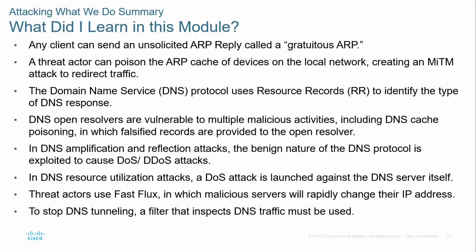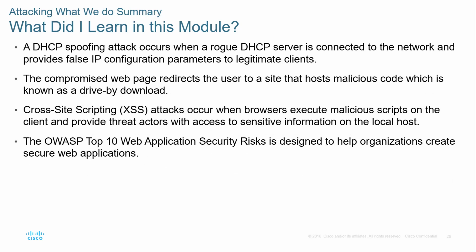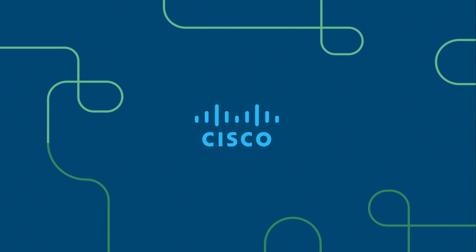So we talked about ARP, we talked about DNS, we talked about DHCP, we talked about key IP services. We talked about common web exploits, HTTP, HTTPS, databases, and a little bit about OWASP. Again, OWASP top 10 are going to be the main web application security risks that are the most vulnerable and most known. That is it.